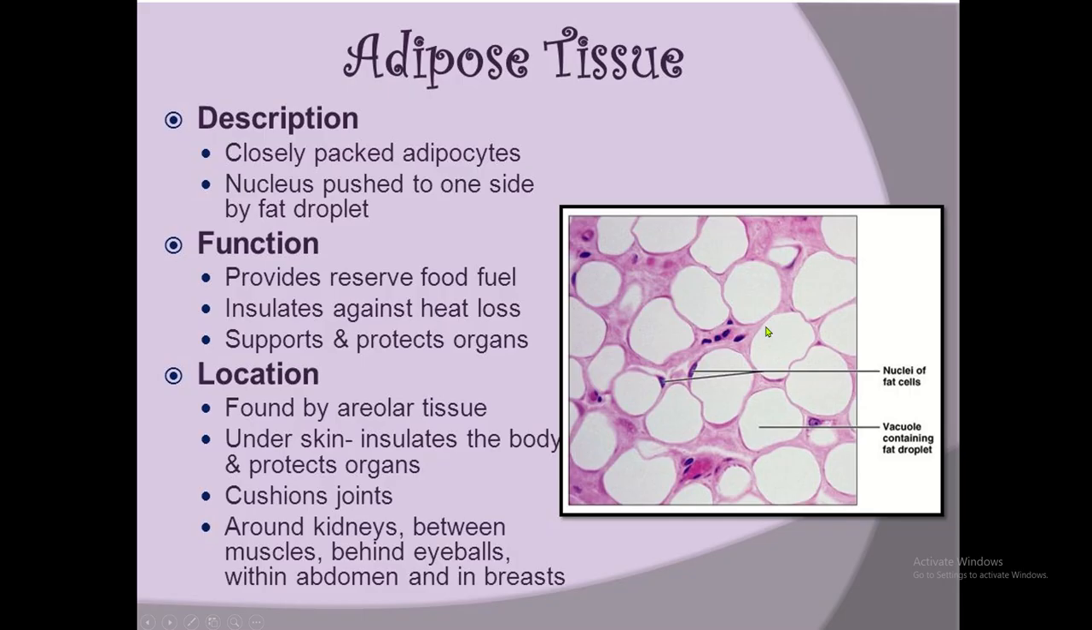Adipose tissue: closely packed adipocytes, with the nucleus pushed to one side due to the pressure of the fat droplet. It provides reserve food fuel and insulates against heat loss. It's found in the irregular tissue under the skin, cushioning joints and around the kidney.